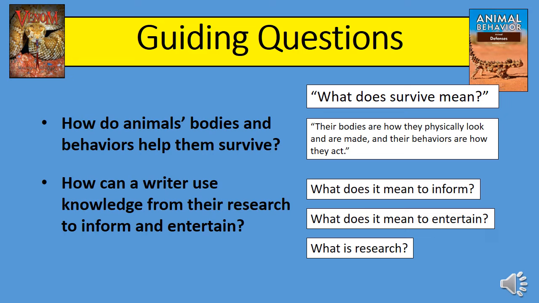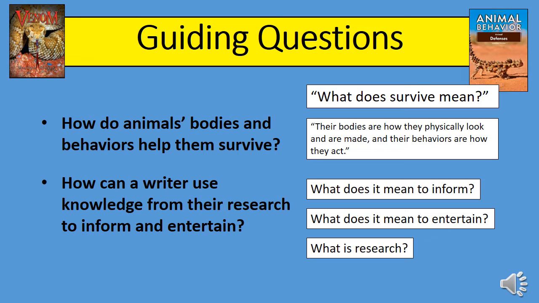And the other part of that question, which is their bodies and their behaviors, what I want you to think about is that their bodies are how they physically look and how their bodies are actually made. And the behaviors are how they act. If you think about your body, you have two arms, two legs, but then your behavior is how you walk around or how you look at things and how you react to things. And so the question is, how do animals, both their bodies and the things that they do, their behaviors, help them survive?